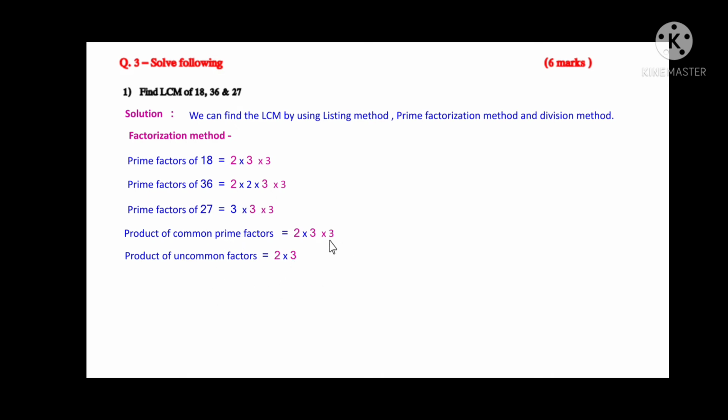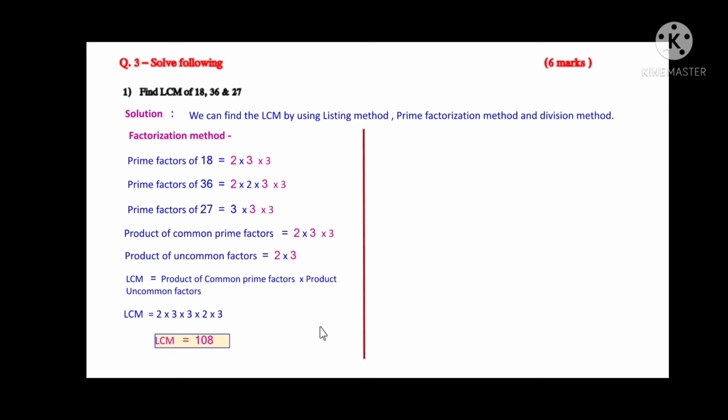What is the LCM? LCM is nothing but the product of all these factors. So LCM is equal to the product of common prime factors into the product of uncommon factors. So LCM is equal to 2 into 3 into 3 into 2 into 3. So the LCM of these three numbers 18, 36 and 27 is 108.